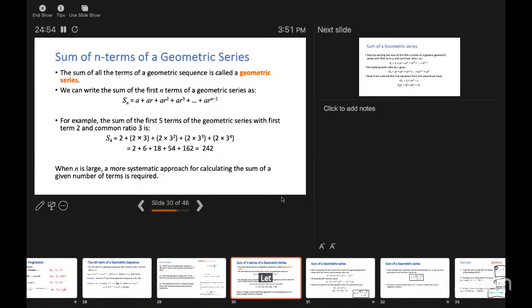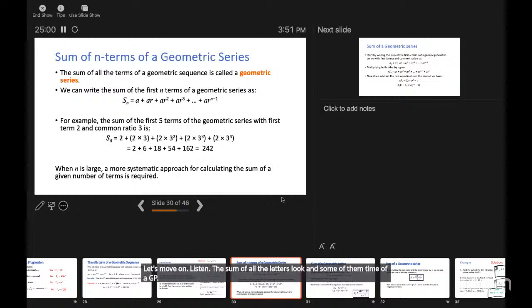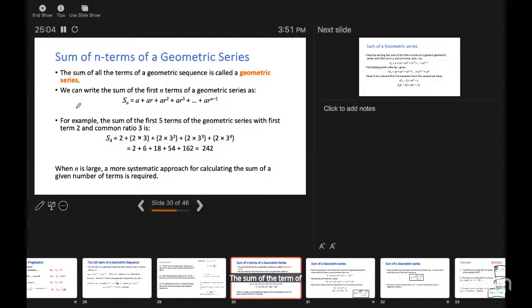Let's move on very soon. We need to look at the sum of n terms of a GP. The sum of the terms of a GP is called a geometric series. I mentioned it the other time. When you sum, that is a geometric series.